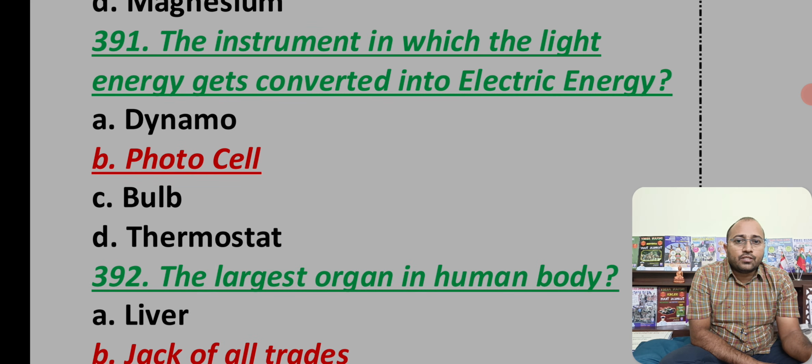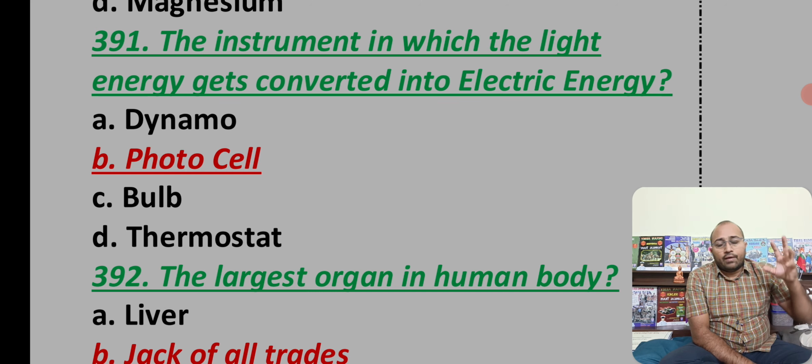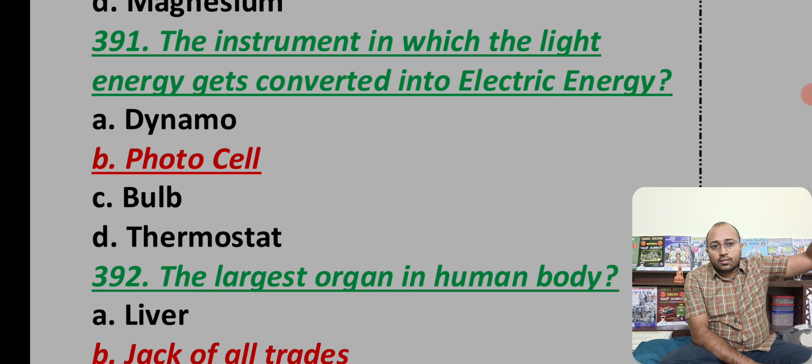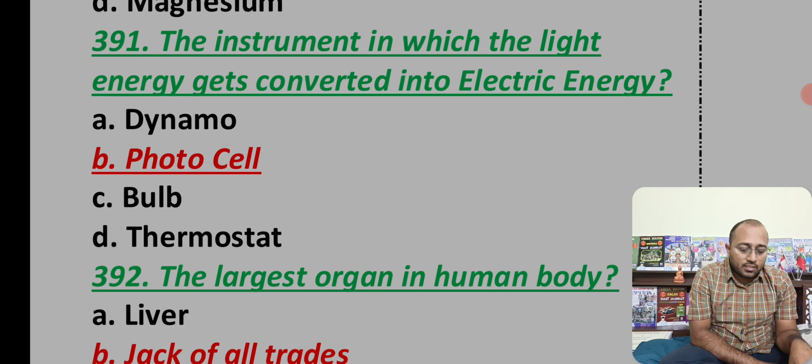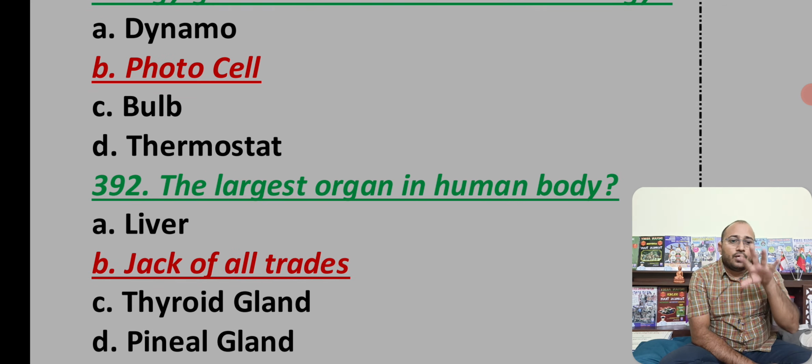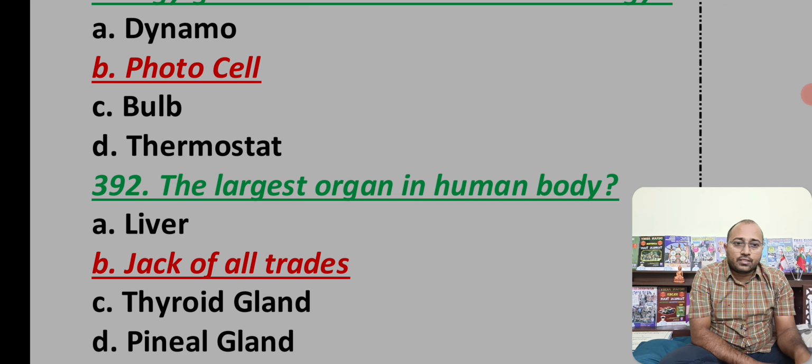The instrument in which light energy gets converted into electrical energy. Example, we have solar cells, solar panels. Whatever light we receive, we get electricity because of the photovoltaic cell which is fitted on the roofs. Dynamo, mechanical energy we see in a cycle. The more you cycle, the more light it gives. So the dynamo you can see in bicycles. Bulbs, you can see the bulb has electrical energy converted into light energy. Thermostat is the one which maintains the temperature in refrigerators as well as in electric irons.